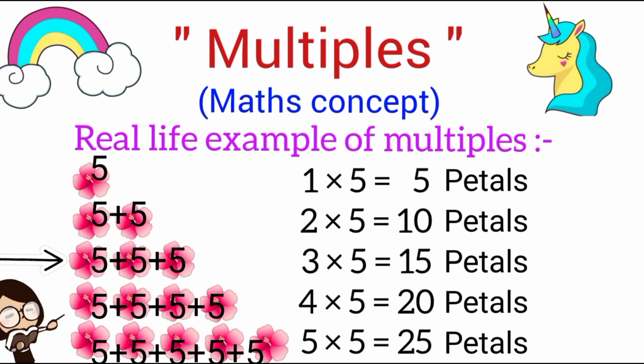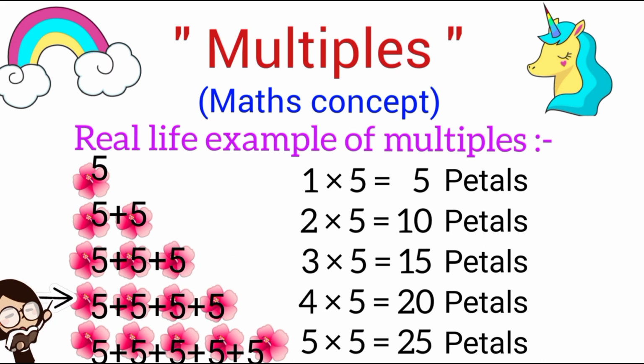Similarly, in the third row, there are 3 flowers and these 3 flowers each are having 5 petals. So, the sum of 5 plus 5 plus 5 is 15. So, the product of 3 and 5 is 15. 3 5s are 15.